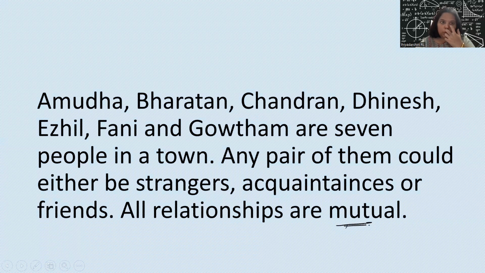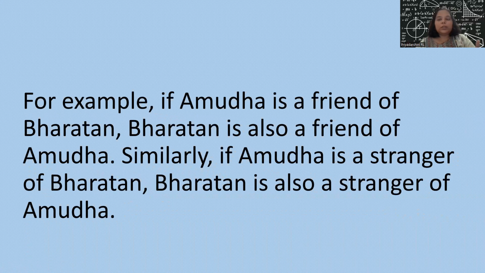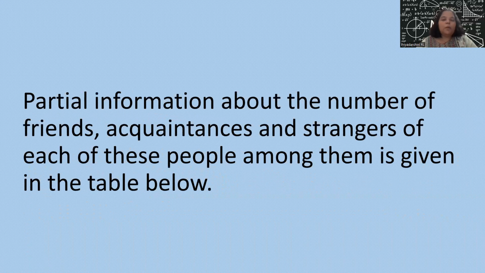These things will consume your time to read. If Amudha is a friend of Bharatan, Bharatan is also a friend of Amudha, so you can just skip this. Partial information about the number of friends, acquaintances, and strangers of each of these people among them is given in the table below. They have given a table which shows the partial information.